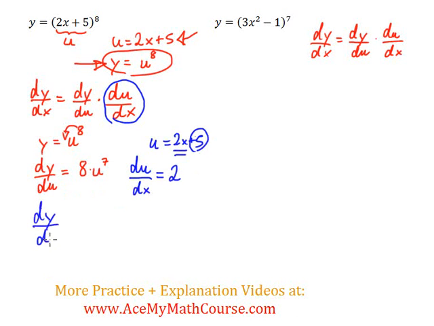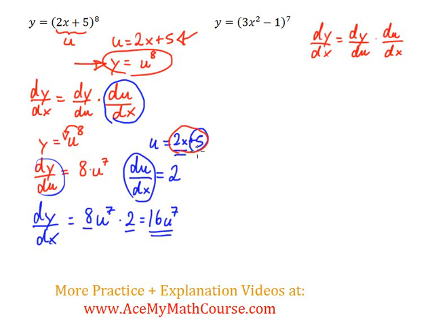So dy dx is equal to 8u to the power of 7 times, because that's dy du, times du dx. So multiply by 2. So we can multiply the 8 and the 2, we get 16u to the 7. Are we done here? No, we're not. We're going to take the u and plug it in right here. And the u is 2x plus 5, so we can rewrite this as 16 times (2x plus 5) to the power of 7. So that is the derivative of our function right here.